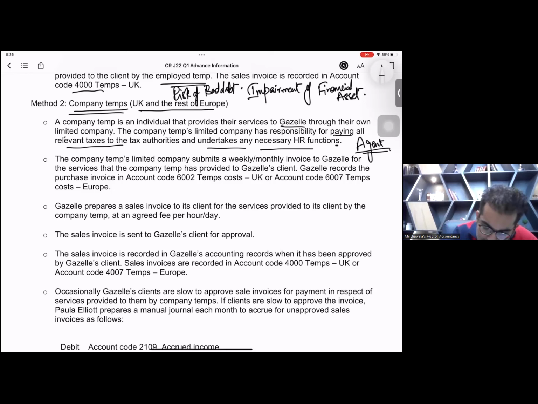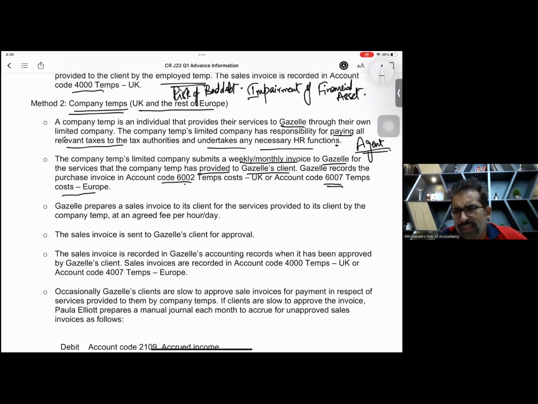Now the company temp's limited company submits a weekly or monthly invoice to Gazelle for the services that the company temp has provided to Gazelle's client. Gazelle records the purchase invoice in account code 6002. Now this is a purchase for us, as these guys are not our employees. For UK the code is 6002, and for Europe, code 6007, temp cost Europe. Again, there is a risk of misposting. Both start with 6.